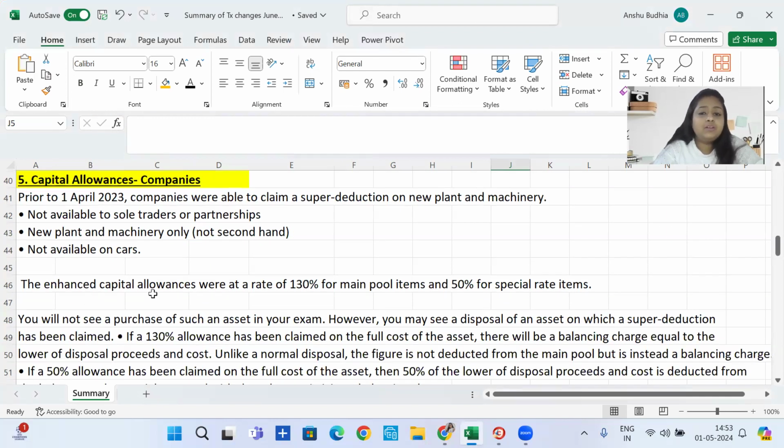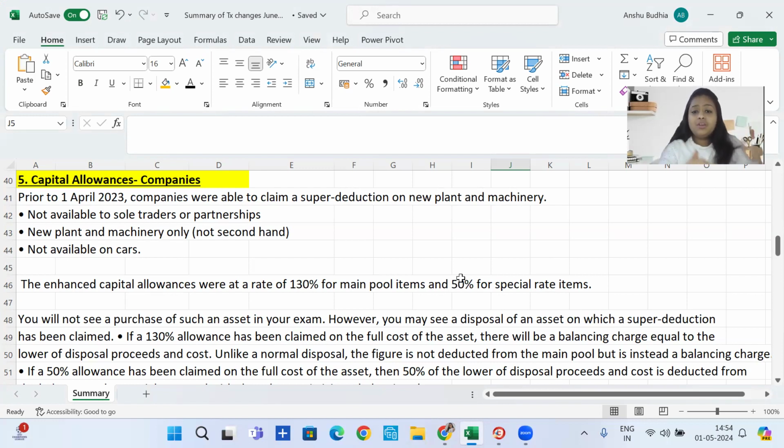The enhanced capital allowances that were available were at the rate of 130% of the cost of plant and machinery if it was a main pool plant and machinery. If it was a special rate pool plant and machinery, the percentage was 50%, first year allowance. Correct? Now there are changes because now no longer these enhanced allowances are applicable.